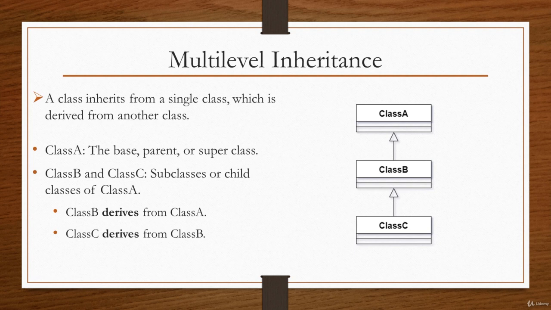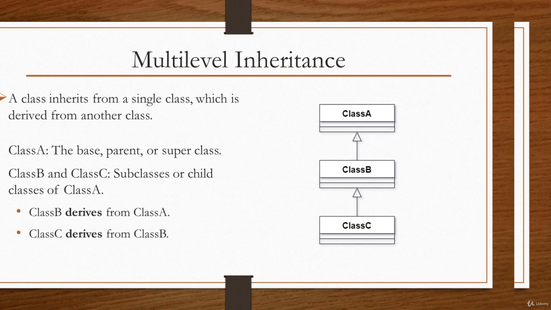The direct base is going to appear in the class declaration, where you specify the base class or what you inherit from, whereas the indirect base is not going to appear in that list.